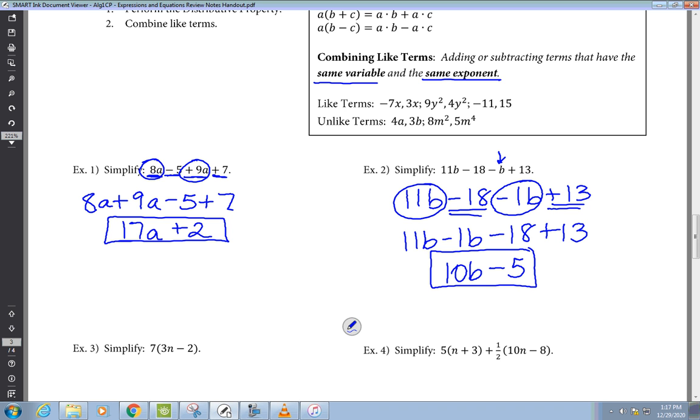So remember, these two cannot be put together, so you cannot make this 5b. That is 100% incorrect. And since these notes are going to be available to you, let me put 19a over there and cross it out. Those are incorrect. So that's basic combining like terms.